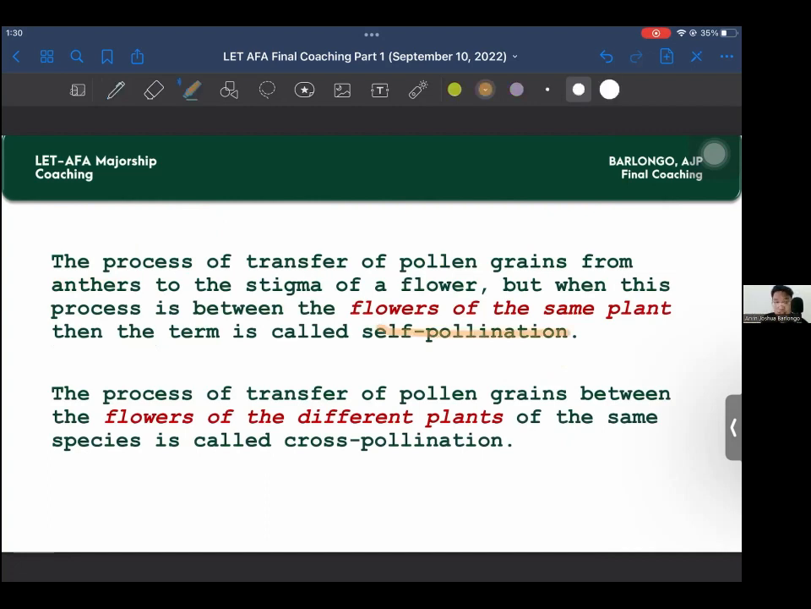So kapag sinabi nating self-pollination, it is the transfer of pollen grains from anther to stigma, pero ito ay nasa same plant. If we will contrast it doon naman sa cross-pollination, it is still the transfer of pollen grains from anthers to stigma. Pero, ang difference nila ay ito ay nasa different plants. So, kaya siya cross-pollination. So, kapag self-pollination, ito ay nangyayari sa mismong flower ng iisang plant lang or iisang flower lang. Pero if it happens between a flower of a plant to another flower from another plant, that is cross-pollination.